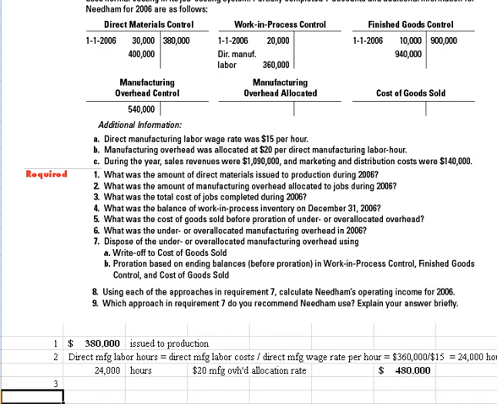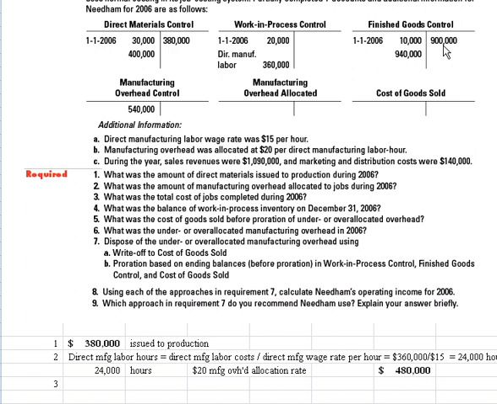All right, now let's take a look at number 3. Number 3 says, what was the total cost of jobs completed in 2006? If we look at the T account, in finished goods, it started with 10,000. It looks like 940,000 was transferred in and 900,000 remained. Well, the transferred in tells us exactly what we're looking for.